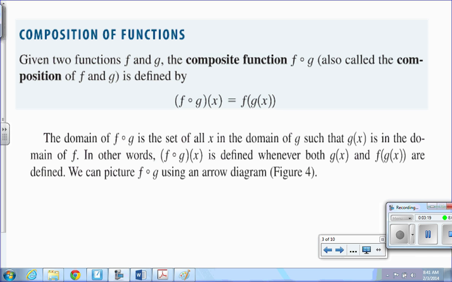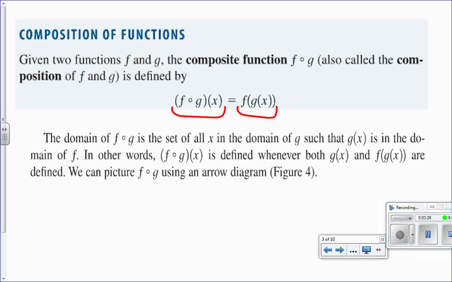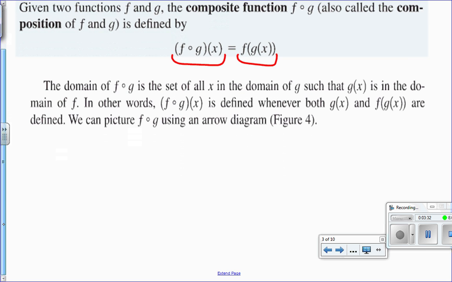All right, here's the definition of the composition of two functions. Given two functions, we can compose them together, and here's our notation, and here's another way to write it. We're going to have to talk about the domain of f composed with g. It's the set of all x's in the domain of g such that g of x is in the domain of f. In other words, the composition is defined whenever both g of x and f of g of x are defined.